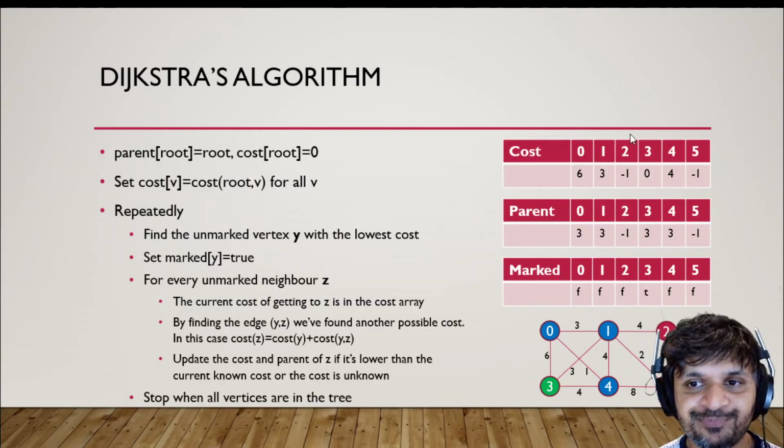But vertex 3 has the cost of 0, which is the cheapest, but it's marked, so it doesn't count. So what's the cheapest unmarked vertex? Well, my candidates are 6, 3, and 4 of these costs. So 3 is the smallest number. So vertex 1 is the cheapest one.